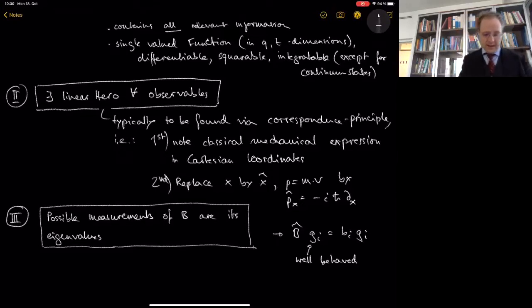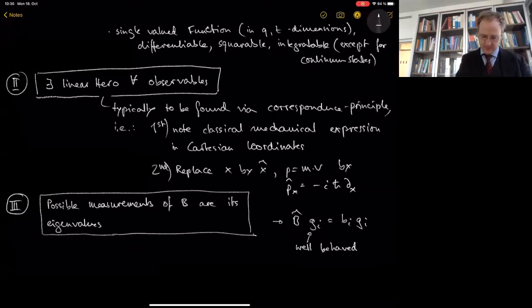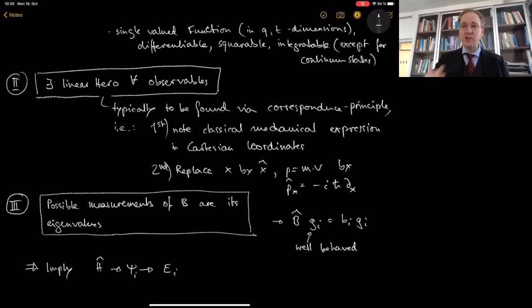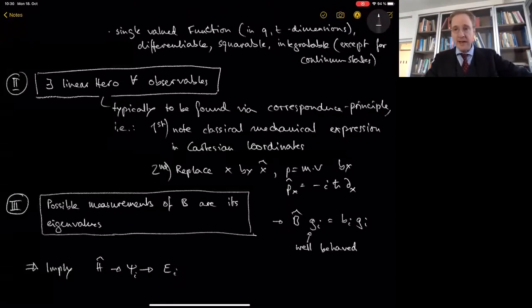So postulates 1 to 3 imply H psi equals E psi. Let's put this as: there are multiple solutions to the Schrödinger equation for each state, and the corresponding observable of the Hamiltonian will be the eigenvalue, the energy of that state, as we exemplified it for the particle in the box.